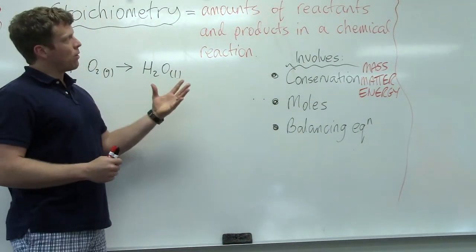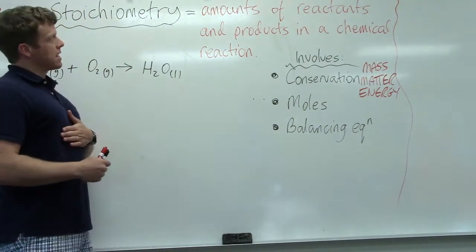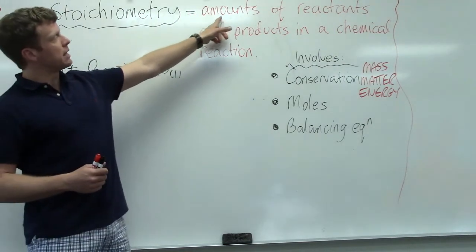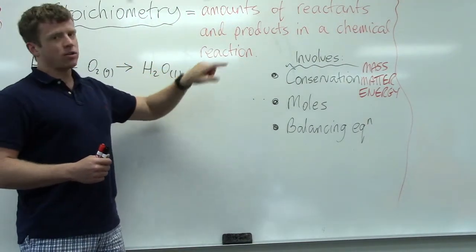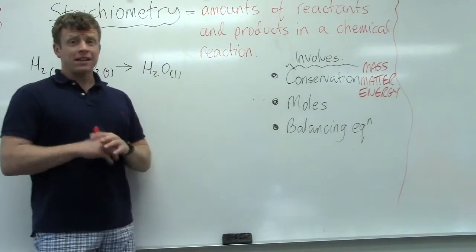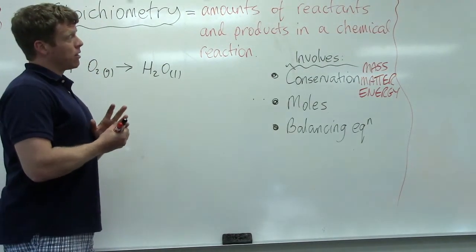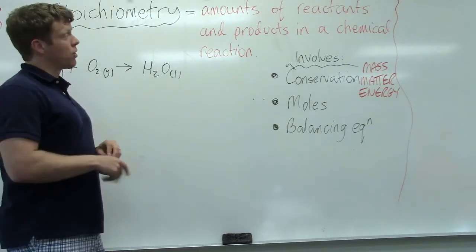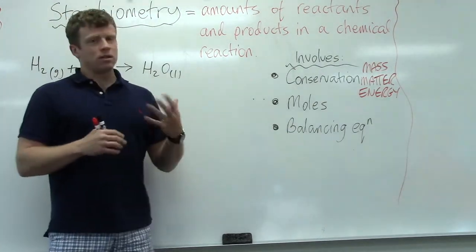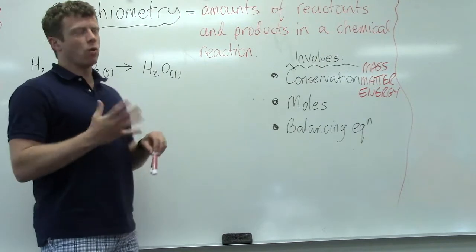The definition of it though, the one that we're going to use in our class, is it's the relationship between the amounts of reactants and products in a chemical reaction. And that's very vague and very general, and that's actually going to be okay for us for right now. So it's the relationship between reactants and products in a chemical reaction. So what does that really mean?